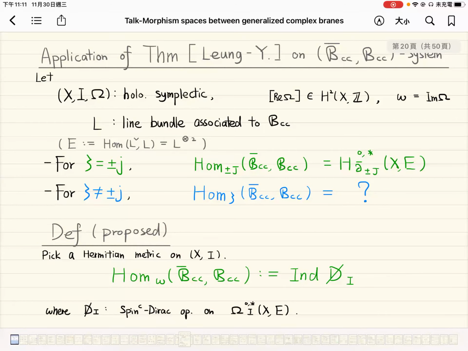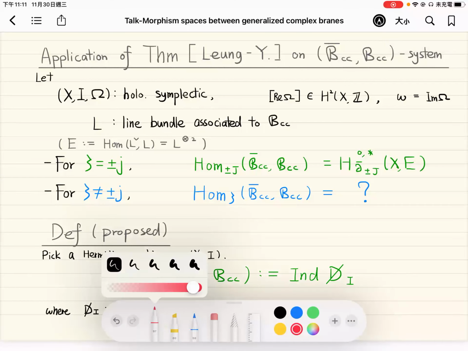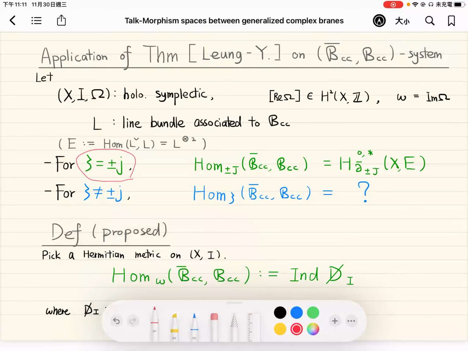So there are two specific points, as I said. At plus or minus J, you can really compute the B model morphism space, and they are just the Dolbeault cohomology for a certain holomorphic line bundle E, where E is defined to be the Hom of L dual and L, because L dual is the line bundle associated to the conjugate brane BCC bar. Then you get the square of L, and you can find that the curvature is just double the real part of capital omega.